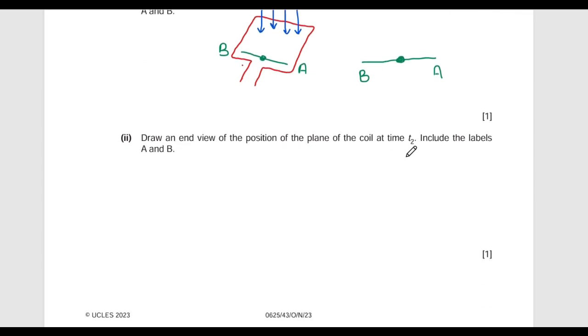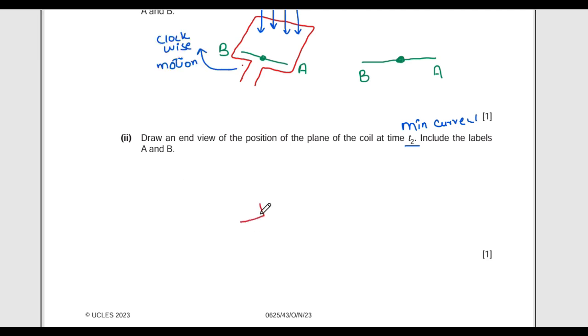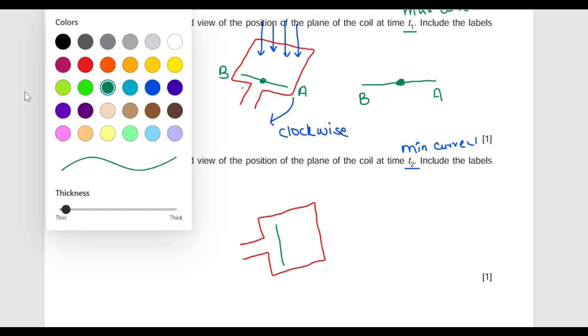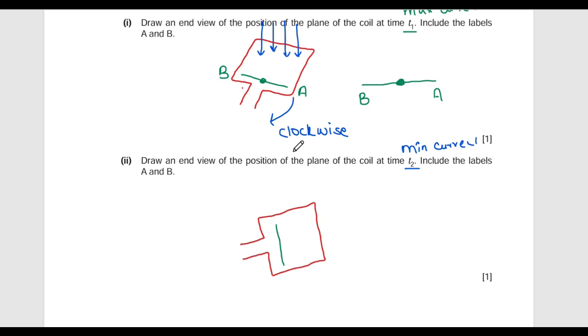The second part says draw an end view of the plane of the coil at T2. At T2, again the current is minimum. So it will have a very similar shape as the question has given us. Again vertical, because again the current is minimum. But this time the coil is rotating clockwise. So see, the A will come downward and B will come upward. So the end view of the coil will look like this. A would be downside and B would be upward.